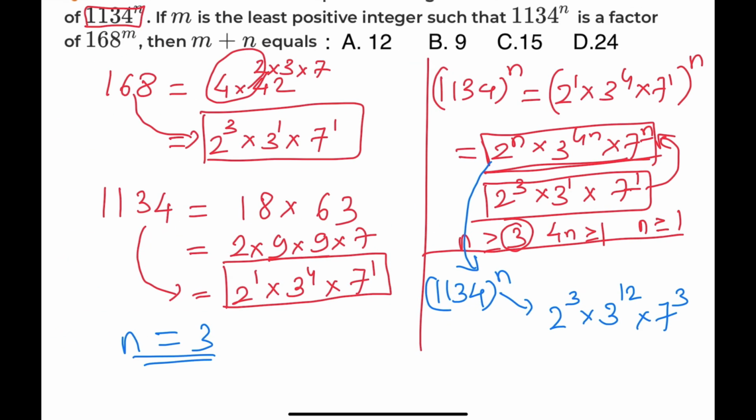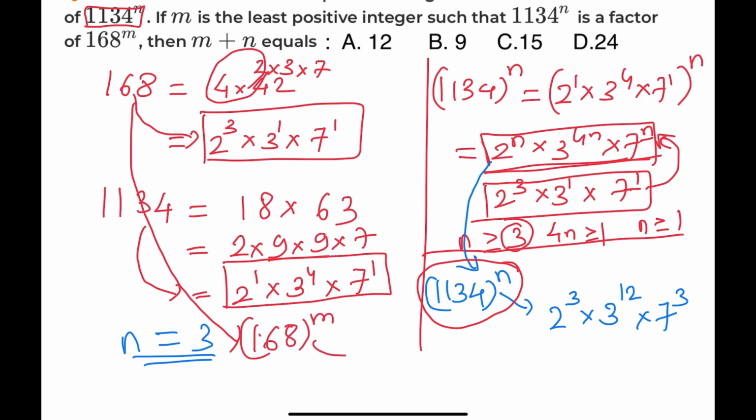So in the next part, we know that this number, 1134 raised to n, is a factor of 168 raised to m. So from here, we can write the value of 168 raised to m using the properties of indices. 168 raised to m will be 2 raised to 3m into 3 raised to m into 7 raised to m. As per the question, 1134 raised to n divides this number. Again, by the same logic that we have discussed previously, guys, all the powers of the prime factors in the numerator should be greater than or equal to those of the denominator.